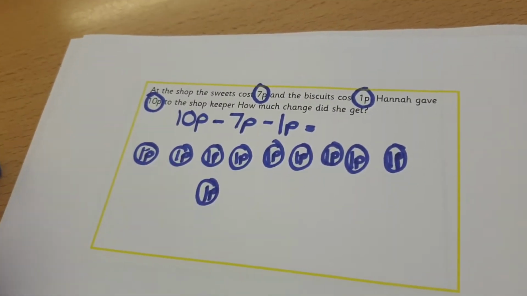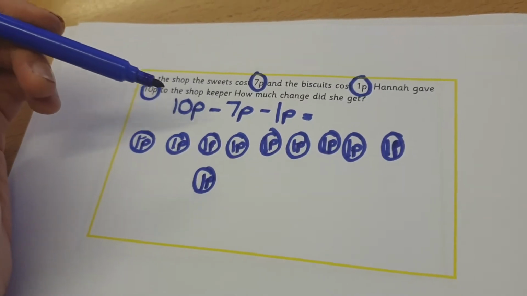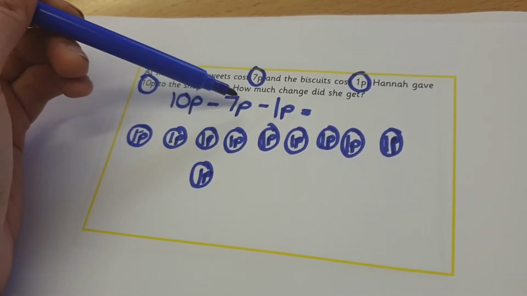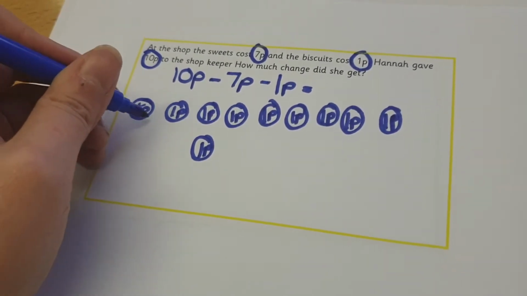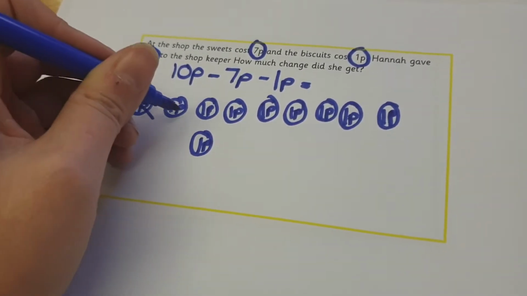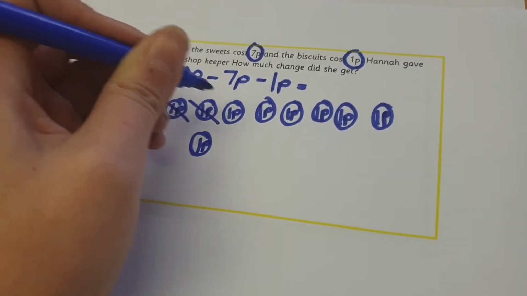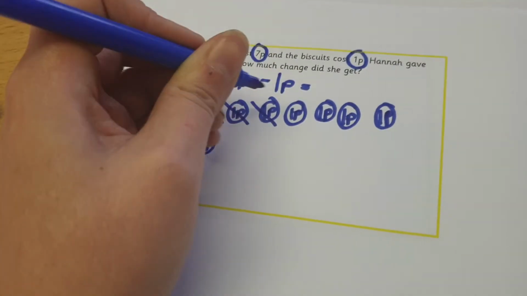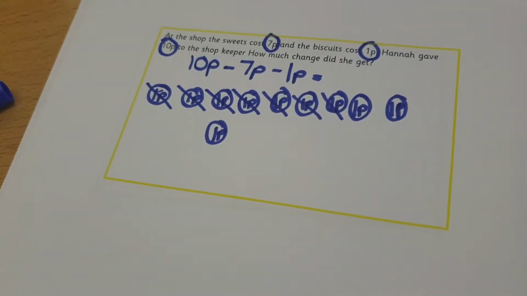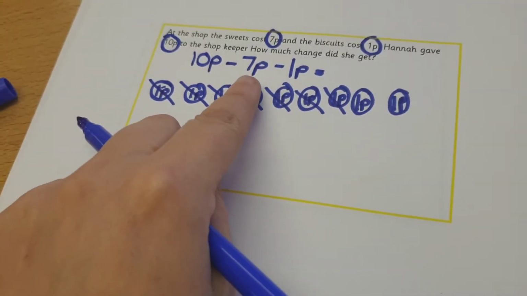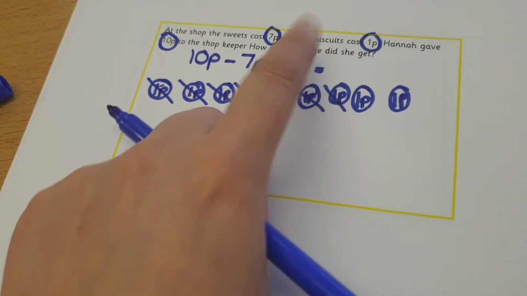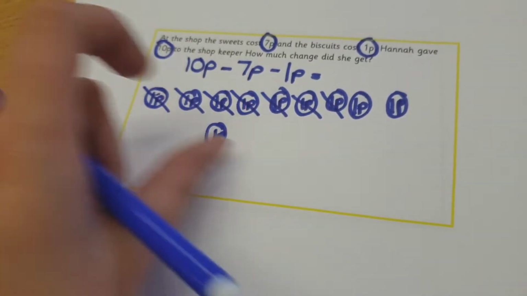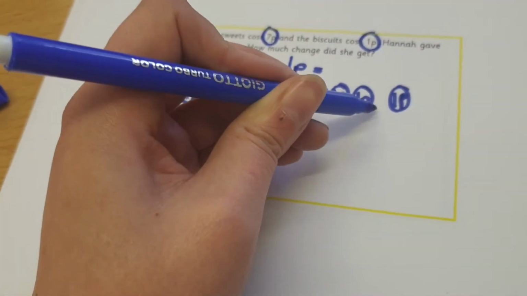So now I'm going to have a look. I have to take away 7p because I bought the sweets. So I'm going to start by taking away 7p. Can you count with me? 1p, 2p, 3p, 4p, 5p, 6p, 7p. And I've taken away 7p, but I've got to take another 1p away because Hannah bought the biscuits and they cost 1p. So let's take one more p away.